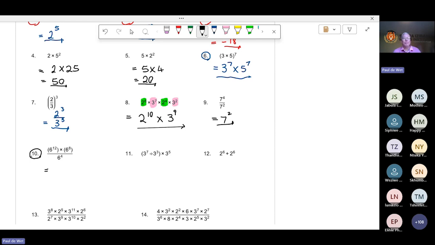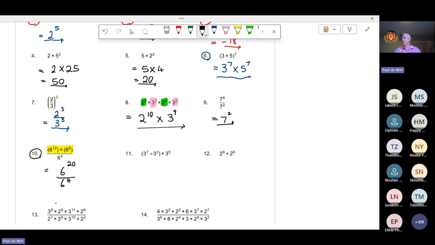Now, number 10 is important because it involves 2 different rules. On the top, we've got multiplying. What happens when we multiply and the bases are the same? What do we do to the exponents? That's right, we add them. So on the top, I get 6 to the power of 20. 12 plus 8 is 20. On the bottom, I've still got 6 to the power of 4.